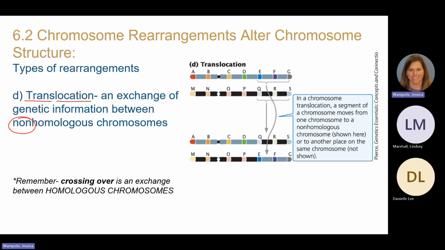So you may have a displaced duplication. When you have a displaced duplication, it's happening along homologous chromosomes. So even if your duplication happens with a deletion, so you have two chromosomes, one ends up with a duplication, one ends up with a deletion, it's happening across homologous chromosomes.